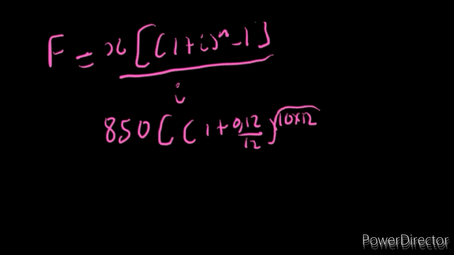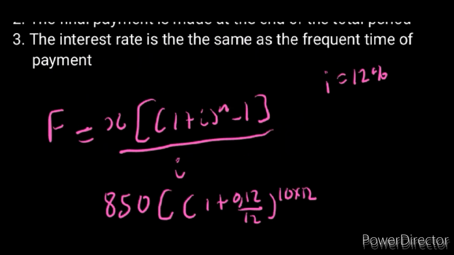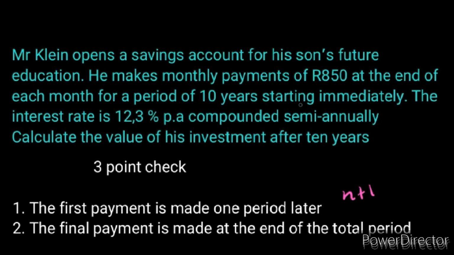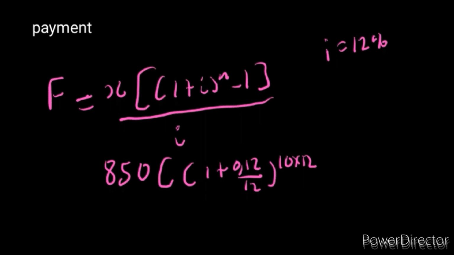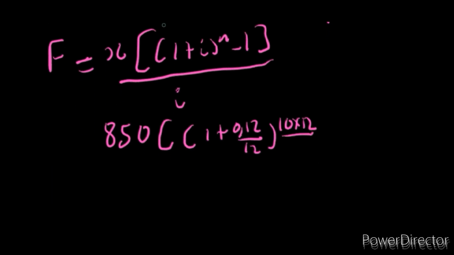Now notice that this is the total payment for 10 years. However, payment was done immediately, right? Payment was done immediately. So that payment that is done immediately is an extra payment. So it means it's going to be number of payments plus 1. So we're going to add 1. So that's what we have.